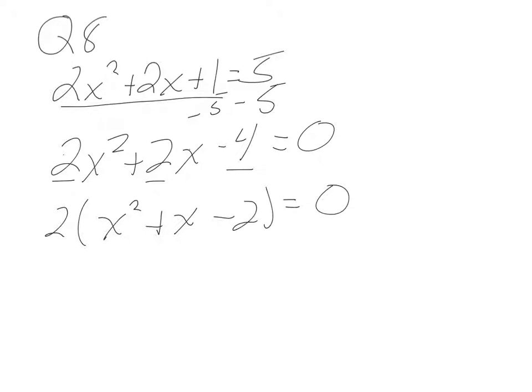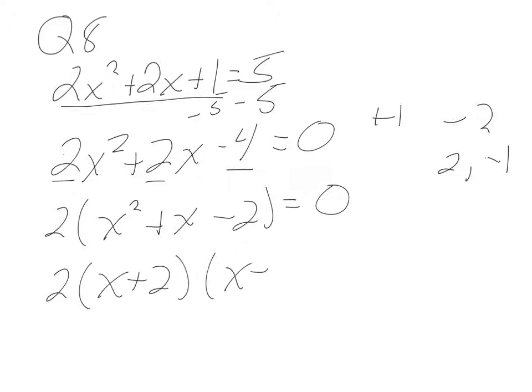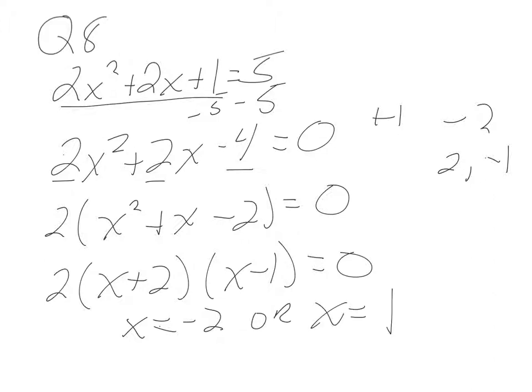x² + x − 2. I need two numbers that multiply to negative 2 and add to positive 1, which happen to be 2 and negative 1. So this is 2(x + 2)(x − 1) = 0. So my solutions will be x = −2 or x = 1. And that's it.